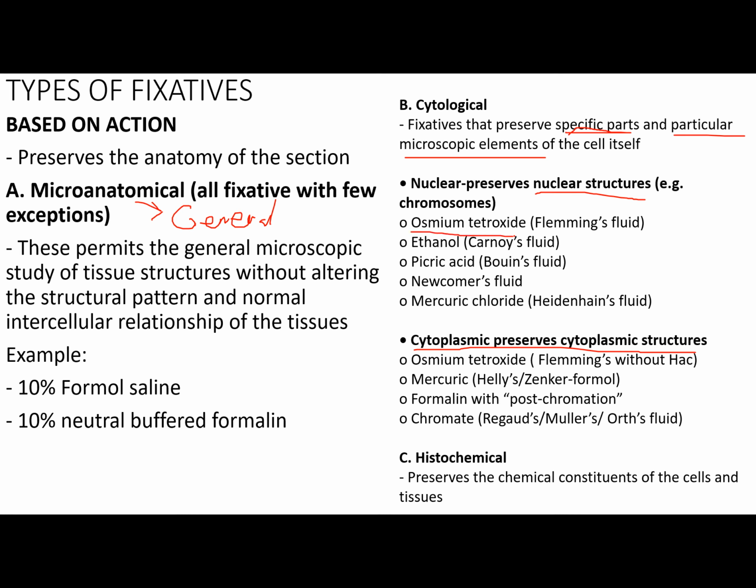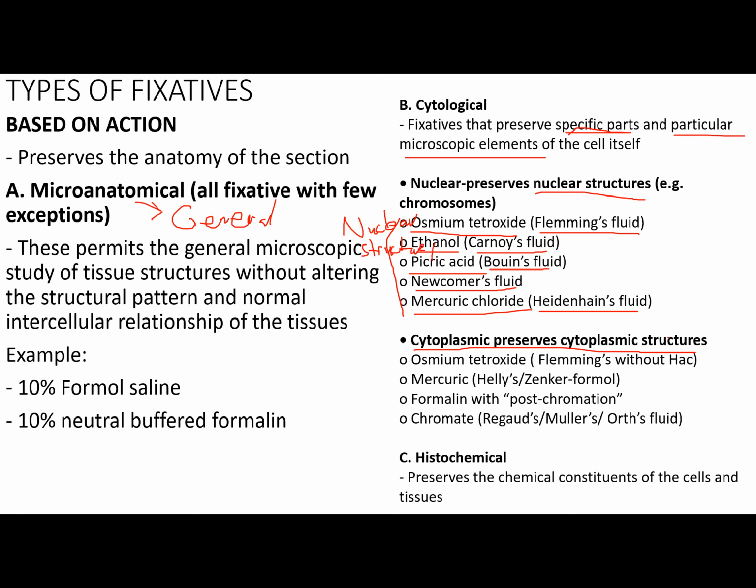Now, under nuclear structure or nuclear preserved structure, we have the following fixative. Yung osmium tetroxide, also known as Fleming's fluid, ethanol, also known as Carnoy's fluid, Bowen's fluid containing picric acid, Newcomer's fluid, and yung Heidenhain's fluid containing mercuric chloride. So, itong limang to class, ang pre-preserve niya lang are nuclear structures. Yung mga part ng nucleus ng cell.